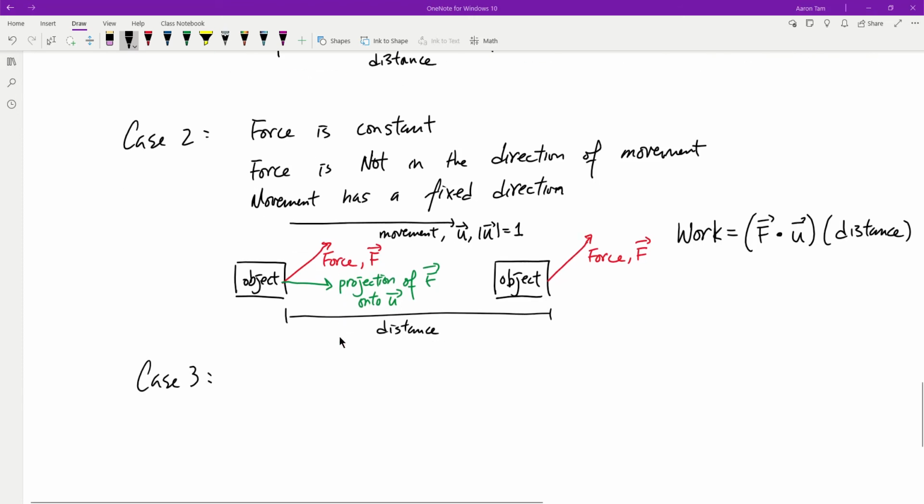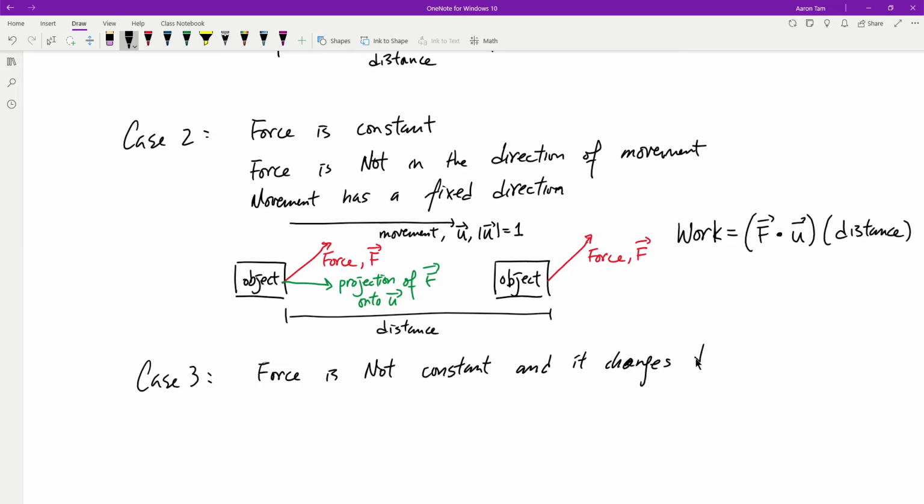So now what's going to happen in case 3? Well, what if force is not constant and it changes directions? And also movement changes direction also. So what does that mean? If a movement changes direction, that means the movement is a curve instead of a line.